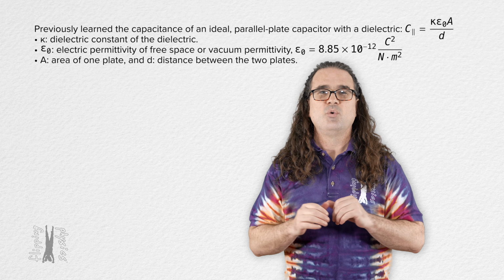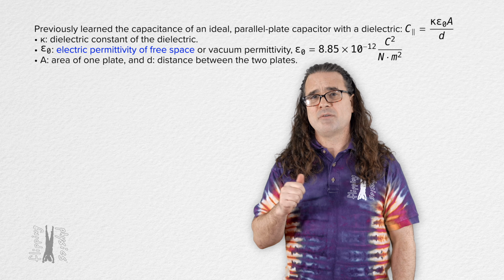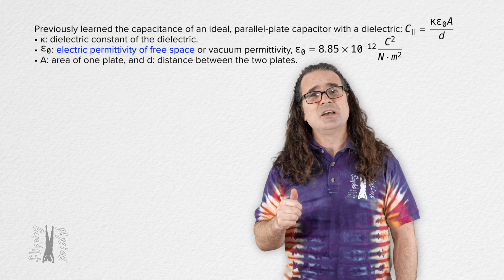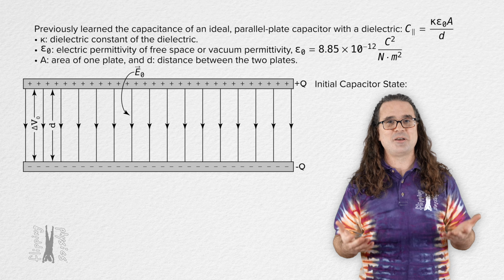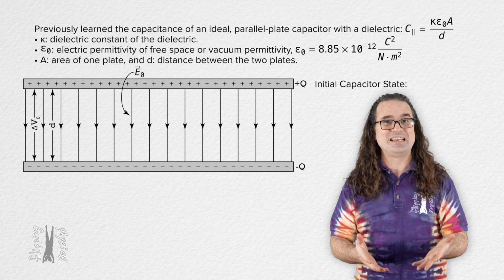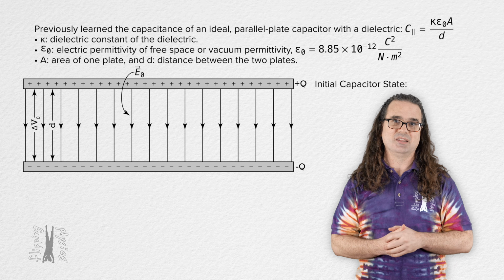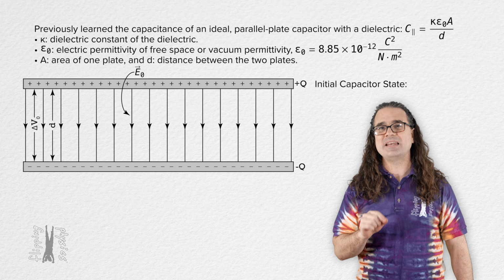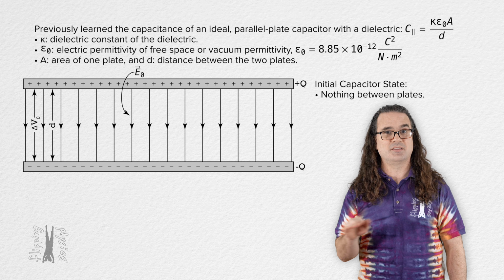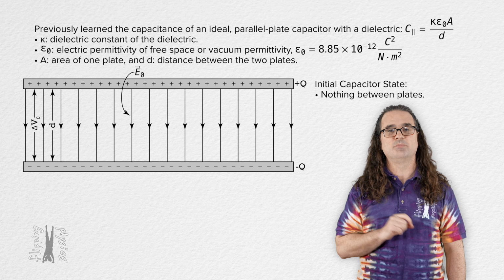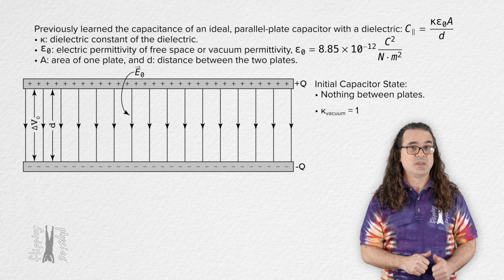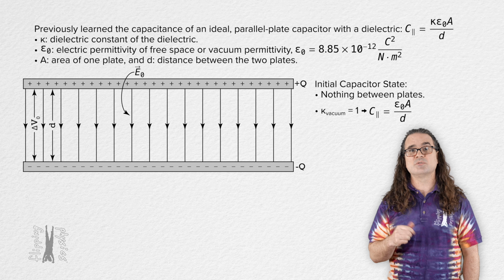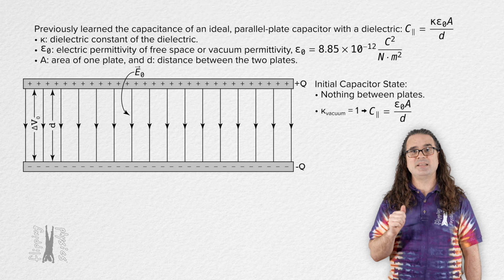Now, we've not really discussed what the electric permittivity of free space is, but we will soon. However, first, let's start with a parallel plate capacitor which does not have a dielectric placed between the plates. In other words, right now there is nothing. There is free space. There is a vacuum between the two plates. The dielectric constant of a vacuum is 1. So the capacitance of this capacitor equals vacuum permittivity times the area of one plate divided by the distance between the two plates.